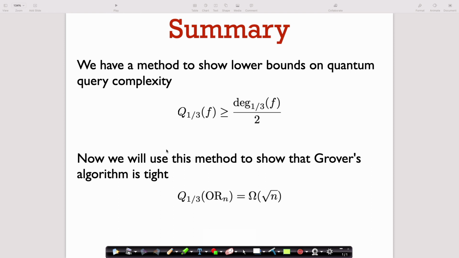Next we're going to see an example of how we can show lower bounds on approximating degree, and we're going to take as the example the OR function. We're going to see that the 1/3 error approximating degree of the OR function on n bits is a constant times square root of n.